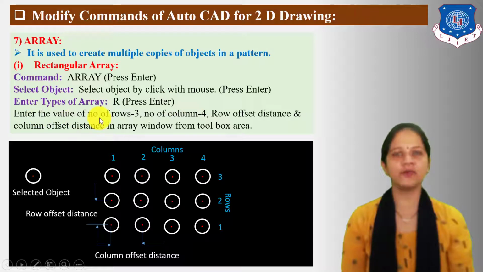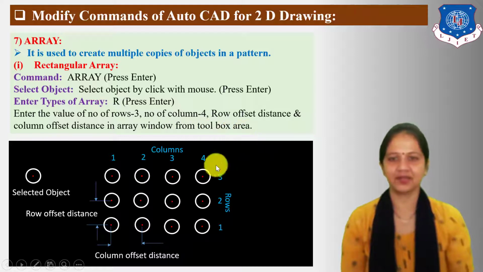Enter the value of number of rows. Here I have taken 3. Number of columns I have taken 4. Row offset distance and column offset distance are set in the array window from the toolbox area.